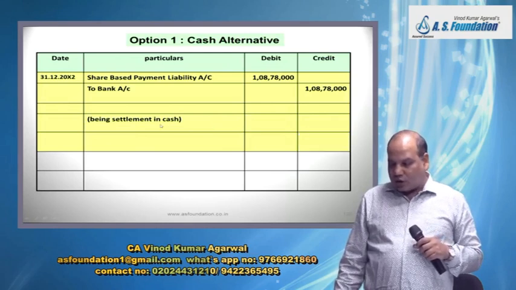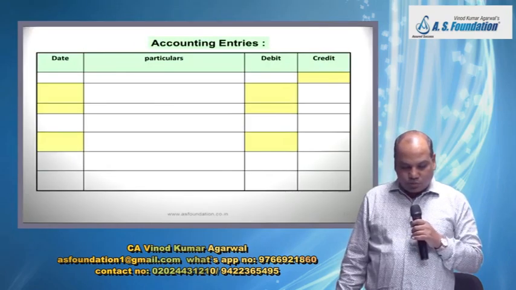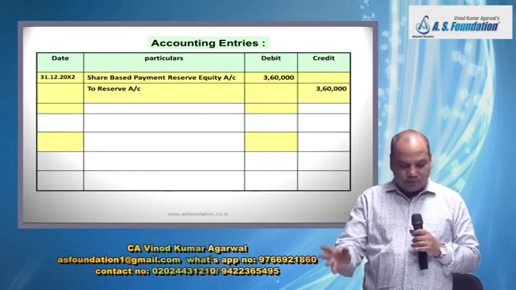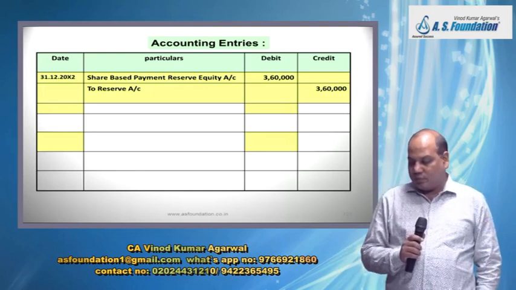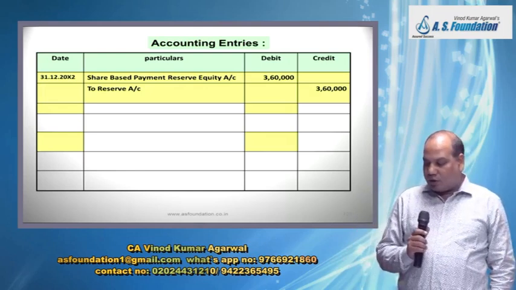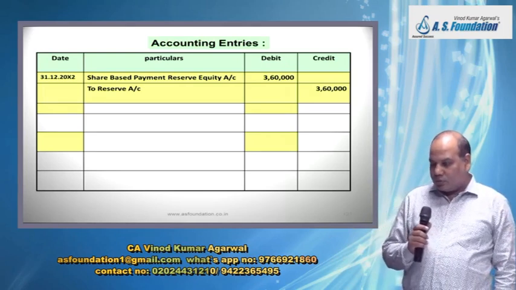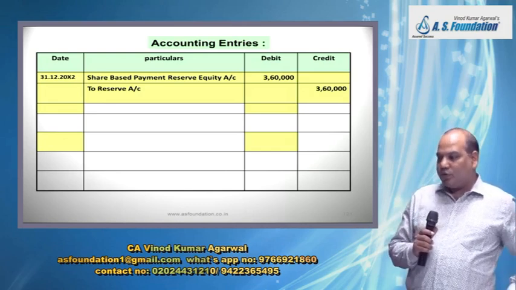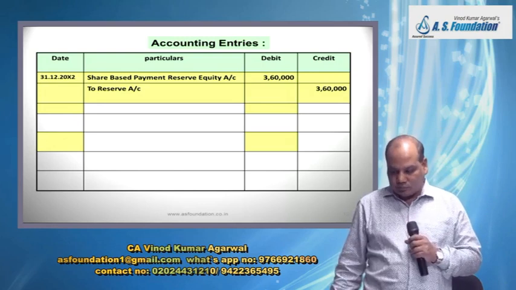And then there is one account which will remain open that we will transfer to reserve account. You can just write reserve. Share based payment reserve equity account debit 3,60,000 to reserve account 3,60,000.